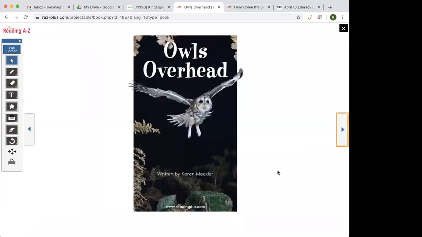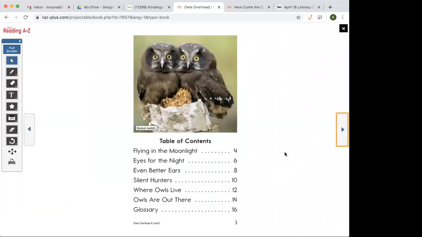Here's the title page. It tells us one more time that the name of this book is Owls Overhead, and it shows us a little sneak peek of something we may see inside of the book. This book has a table of contents. Not all nonfiction books will have a table of contents. This week, all of our books have had one. I'm going to go over the table of contents with you.